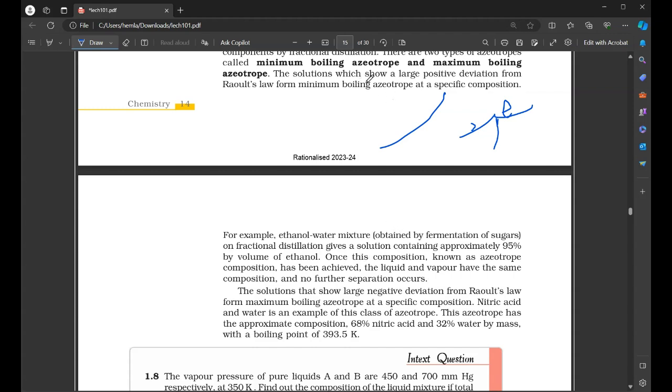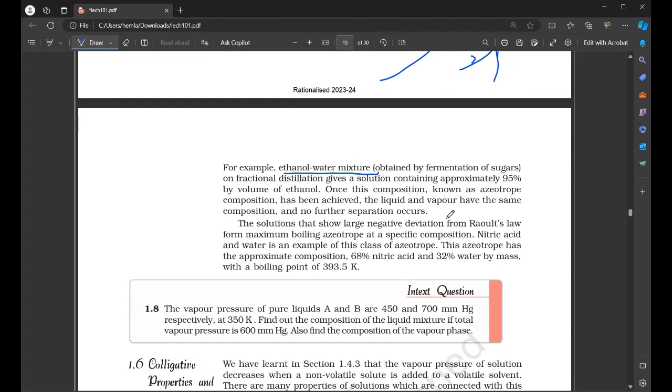So solutions which show large positive deviation are called minimum boiling azeotrope, and we have seen already what gives positive deviation. And the example given is the ethanol water mixture, and I think you have to learn this example.